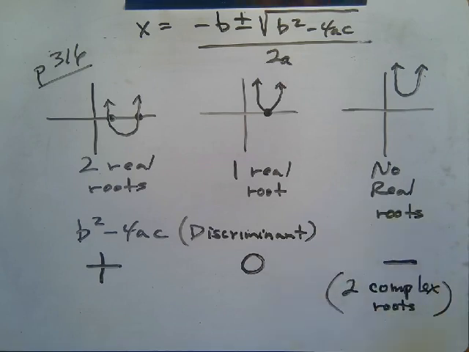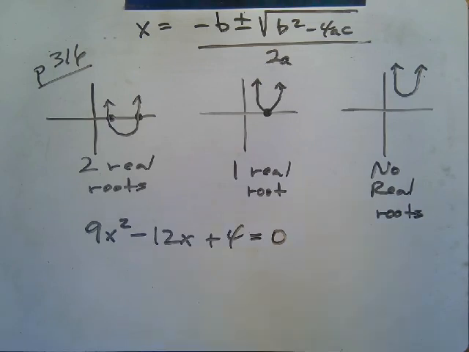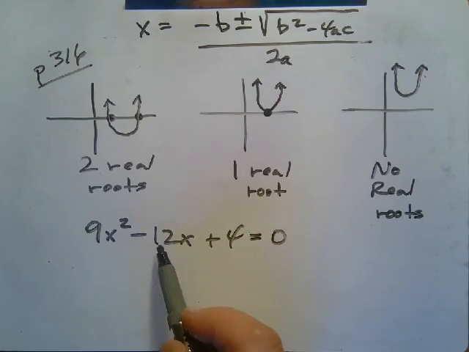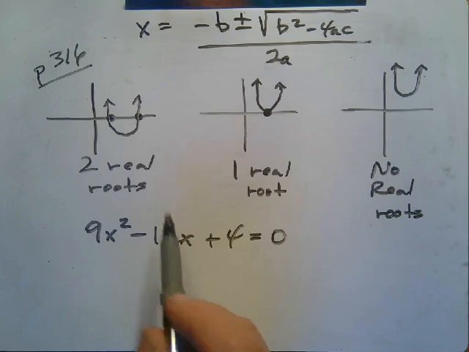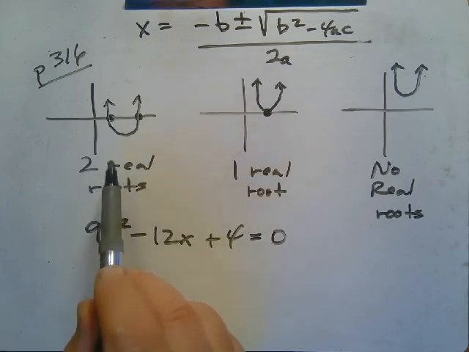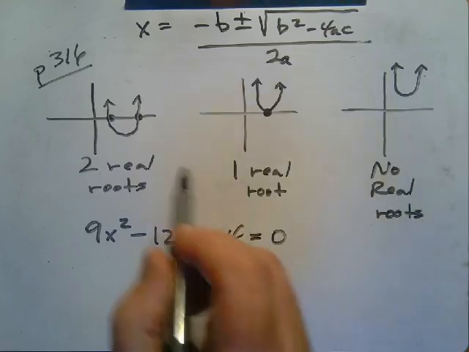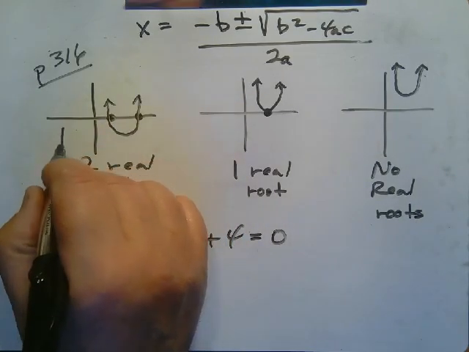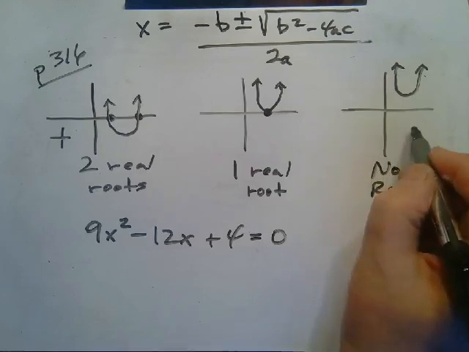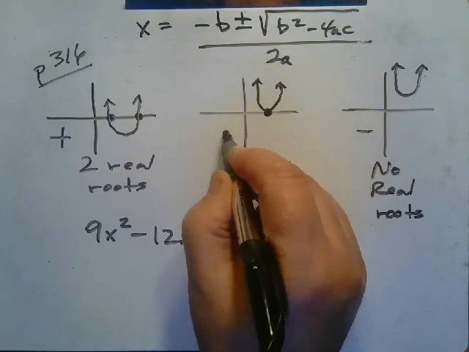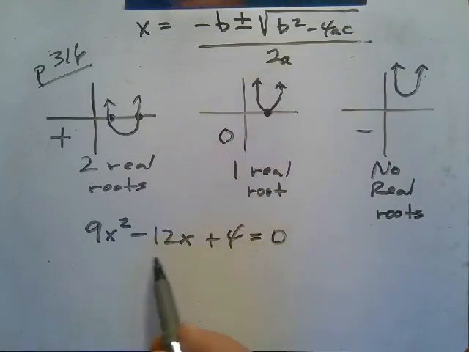Now, you'll need to study this a little bit on page 316, but let's practice this here. All right, let's start with this problem. We're not interested right now in exactly where the roots are, but I want you to be able to tell: are there two real roots, one real root, or no real roots? Remember, this is when the discriminant is positive, this is when the discriminant is negative, and this is when the discriminant is 0. So here we go.